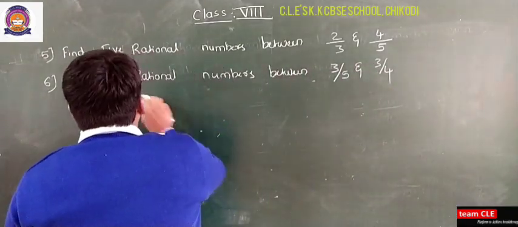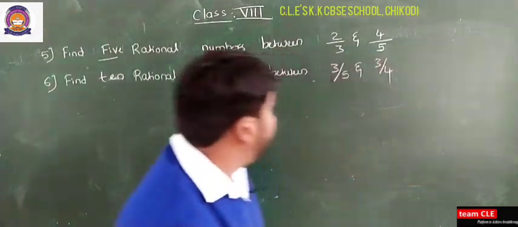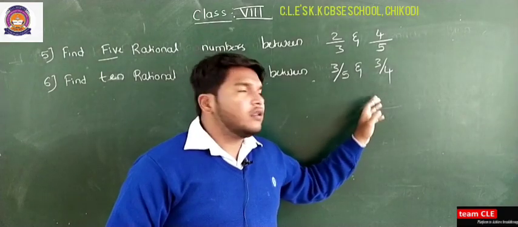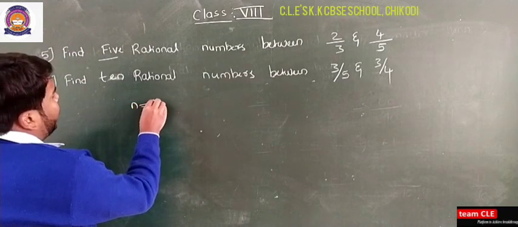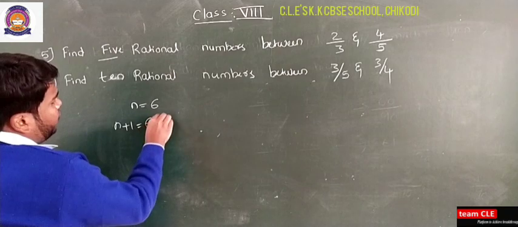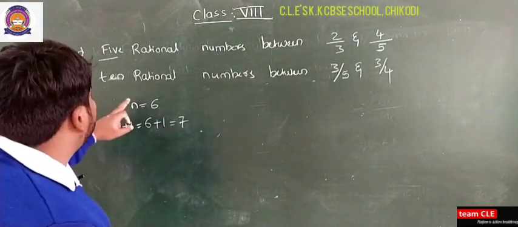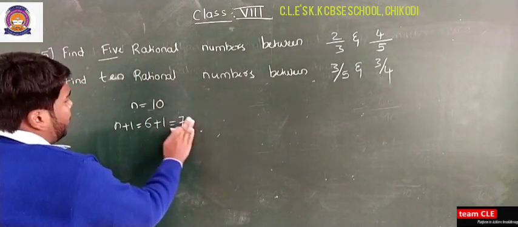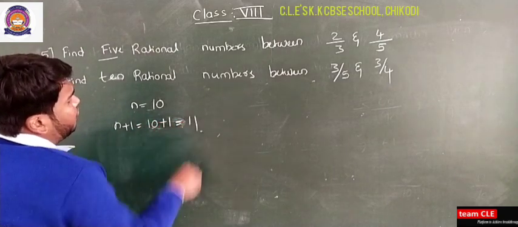The question says find 10 rational numbers between 3 by 5 and 3 by 4. In the earlier example, n is given in the question as 6, so n plus 1 is equal to 6 plus 1, which is equal to 7. In this question, n is given as 10, so n plus 1 is equal to 10 plus 1, which is equal to 11.